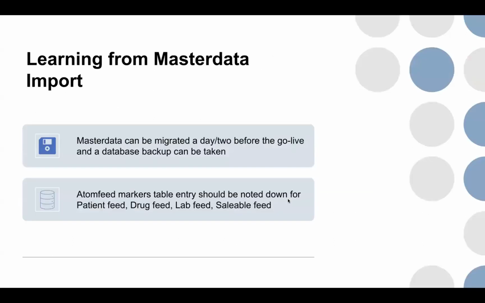So a few of the learnings that I would share here is, we can start the master data migration a day or two before the go live, and we can take a database backup. And while doing that, we can keep a note of the atom feed markers, table entry for the patient feed, drug feed, and lab feed as the products and the customer would be migrated. And when we do the actual production deployment, we can resume the atom feed sync from that specific atom feed entry point, so that any new customer, new drug modifications that have happened would be applied on top of the database backup that is taken.